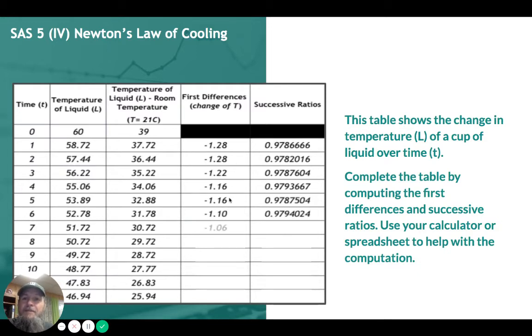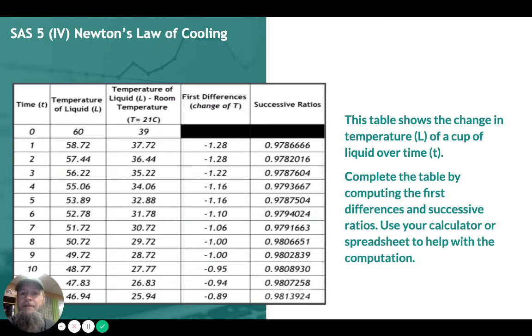And we can continue with this, and as you can see, the change in the temperatures is reducing. It doesn't go down as much every minute. As a matter of fact, after 9 minutes, the temperature is going down only a degree a minute. And then in that 10th minute, it's less than a degree. We can continue this process for a while.